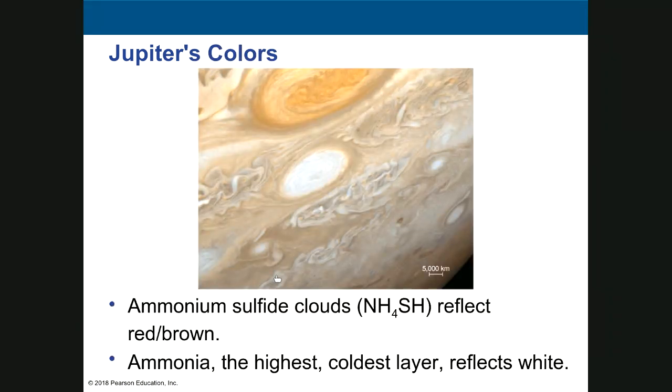So we can see that ammonium sulfide will reflect the brown, and ammonia reflects white. So we can see that these are ammonium sulfide clouds, and this is just ammonia. And again, we can look at that stuff too by looking at the spectrum. So spectra will give us that type of information. But again, I think it's more interesting to just ooh and ah at Jupiter more than anything else.